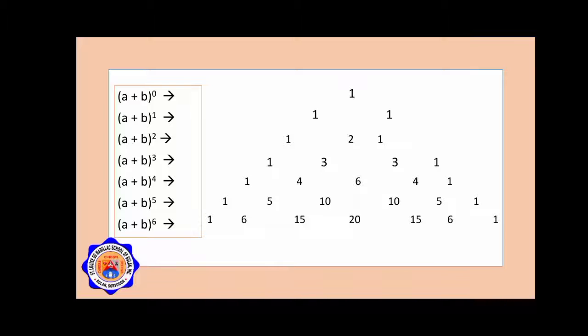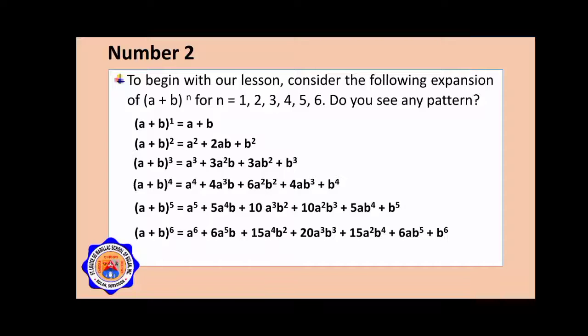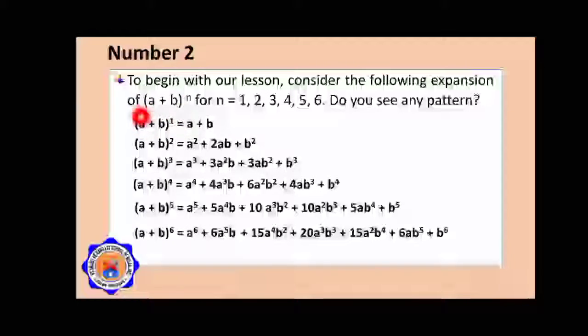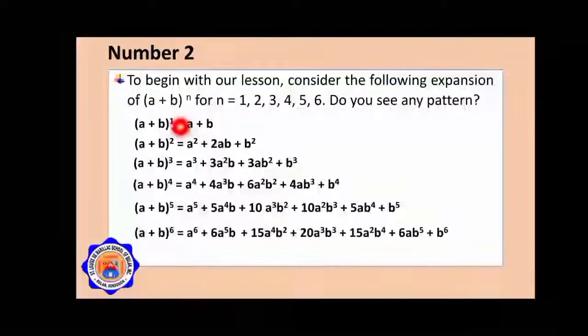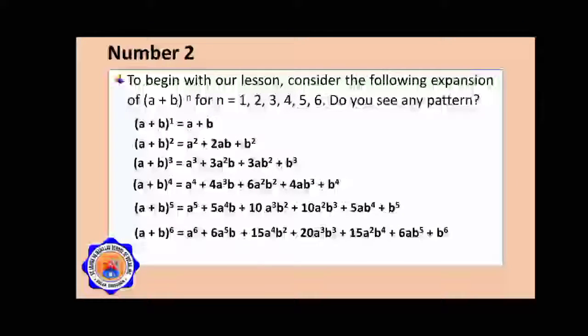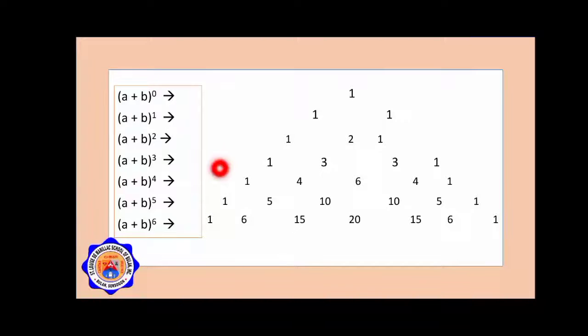So, for the Pascal's triangle, a plus b raised to 0, any number raised to 0, the answer is 1. So, a plus b raised to 0 is equal to 1. Then, a plus b raised to 1 is equal to 1 and 1. So, kung makikita natin dito sa a, babalikan natin. Dito sa a plus b raised to 1, ang number sa katabi ng a plus b is 1 and 1. Kaya ang ilalagay natin dito sa Pascal's triangle natin is 1 and 1. The coefficient. So, next is the a plus b squared.